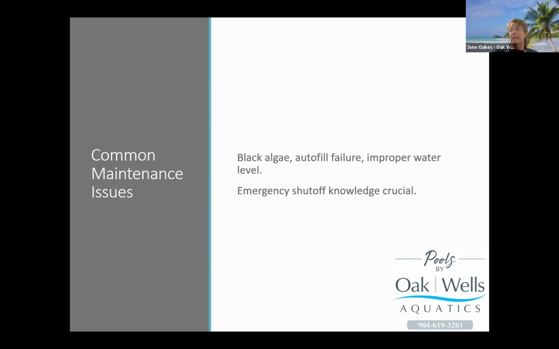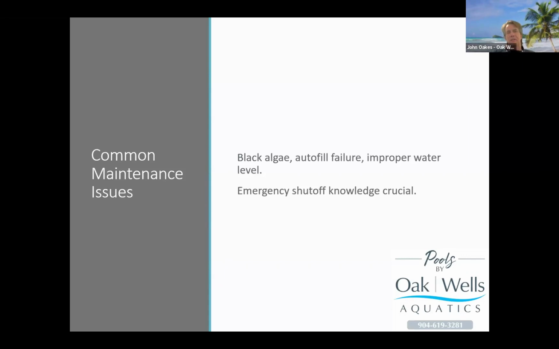Even older pools can have an ORP controller added to them pretty inexpensively. It's a few $1,000s. It will pay for itself in the first year in less chemicals used typically because it's constantly monitoring and managing it, and certainly less damage to the pool and its equipment.